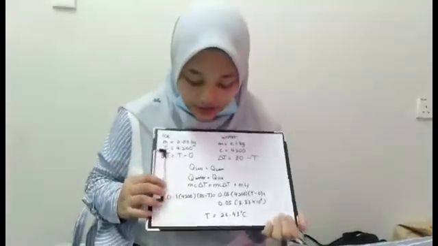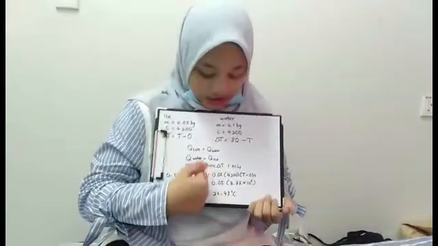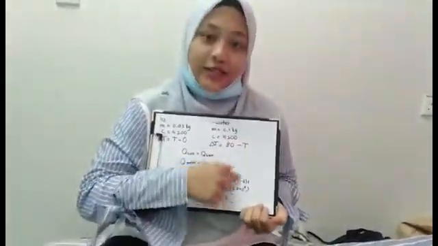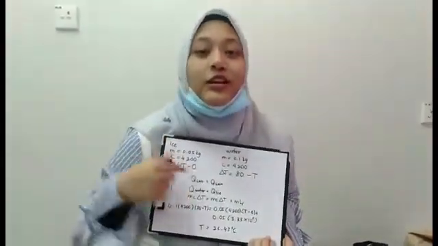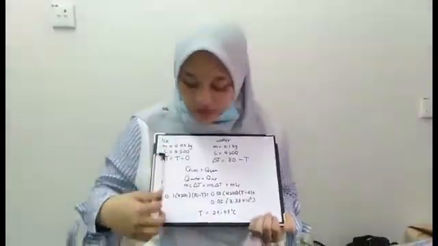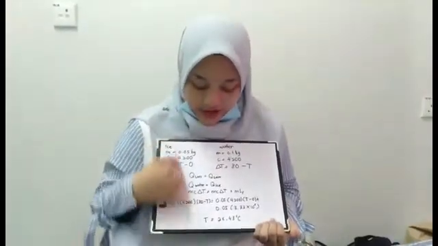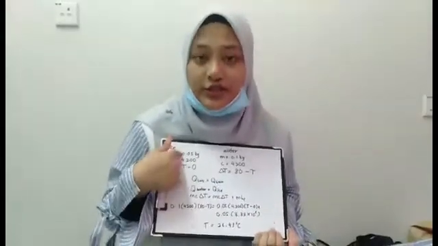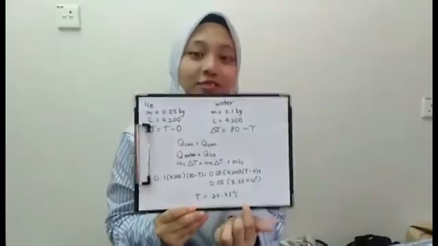The equation is mc delta T equals mc delta T plus mL. L in this equation is LF, because it is the transformation from ice to water, so it is latent heat of fusion. Put in all the information from the question, and we get that T is equal to 26.43 degrees Celsius.